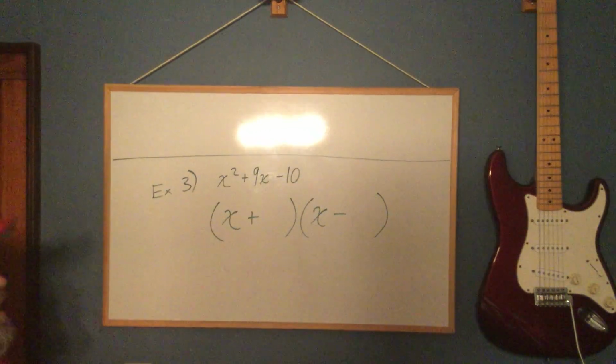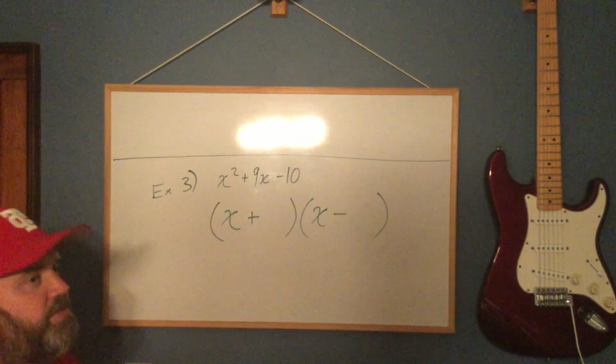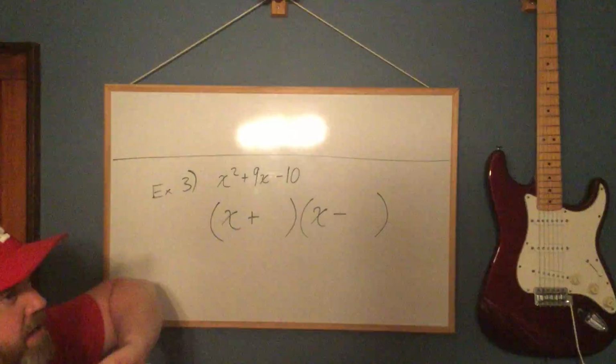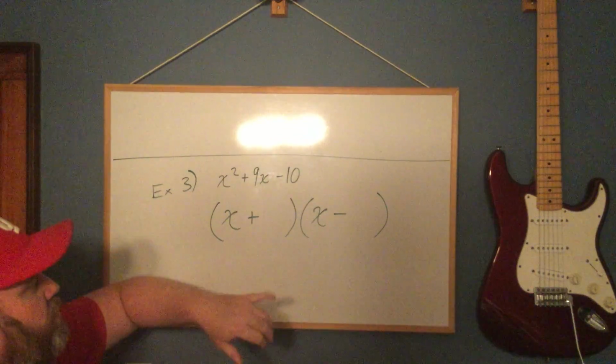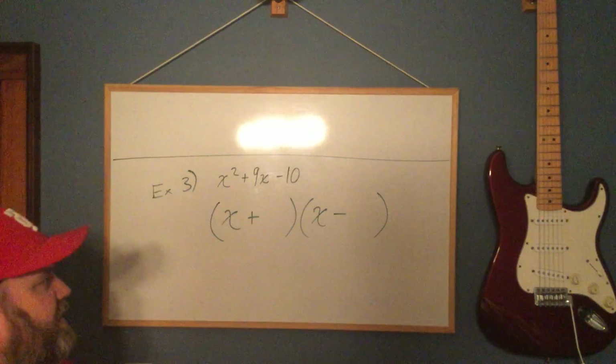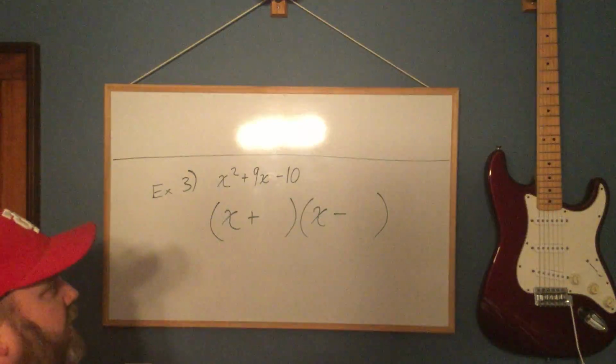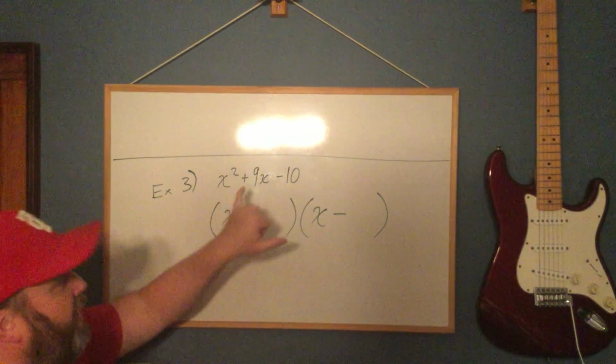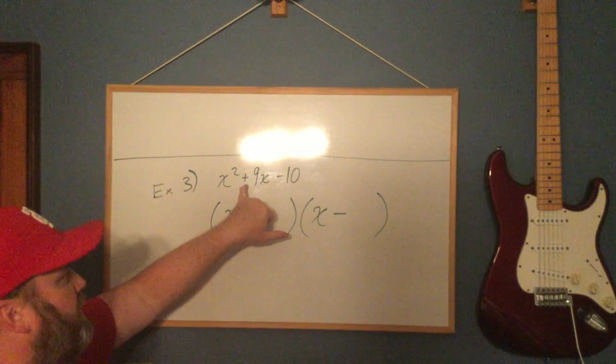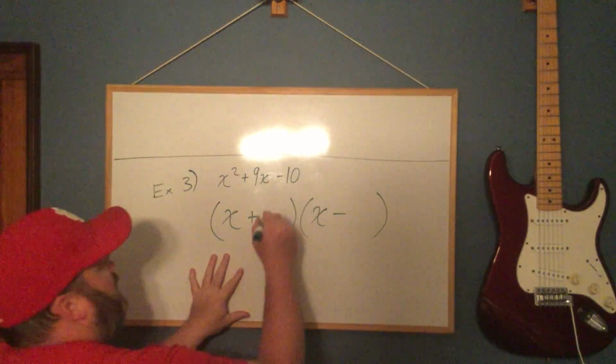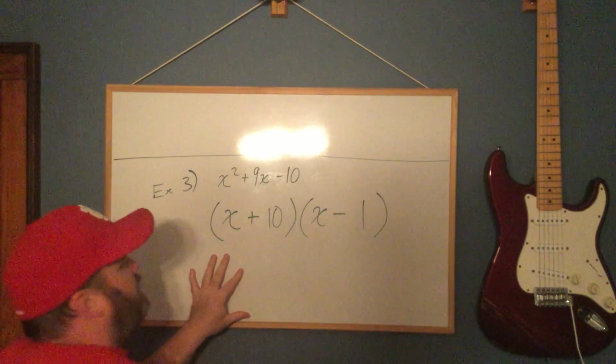So now I need two numbers. Now again, different signs. The difference should be 9, meaning subtracting should give you 9. And the product should still be 10. Well, that's going to be 10 and 1. We want our bigger number to be positive because that middle term is positive. So that would be plus 10 and minus 1.